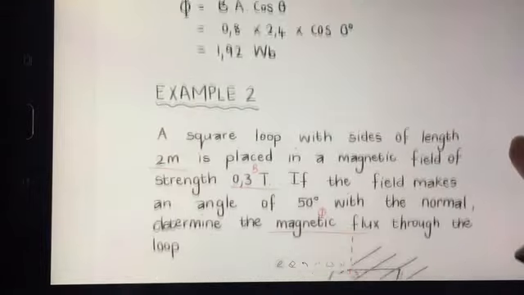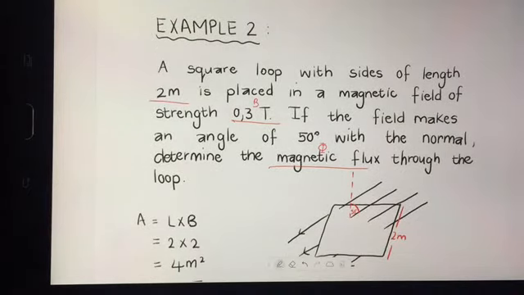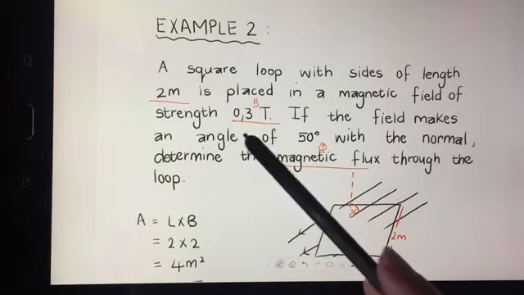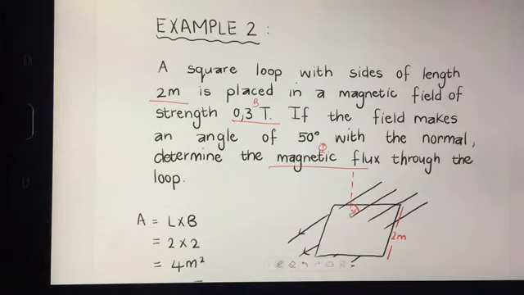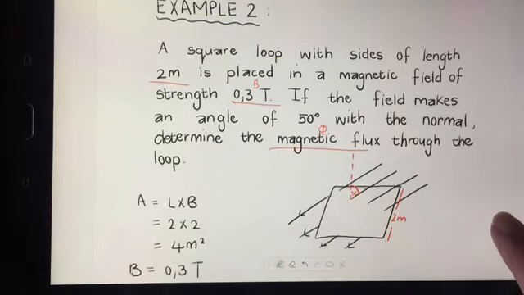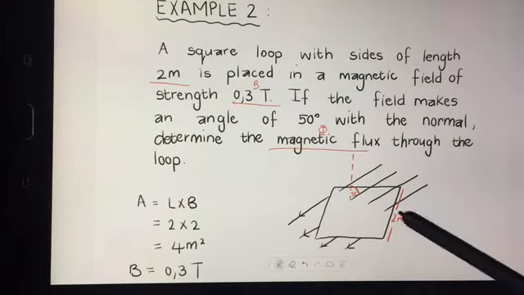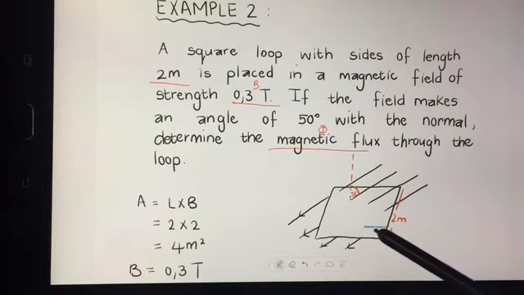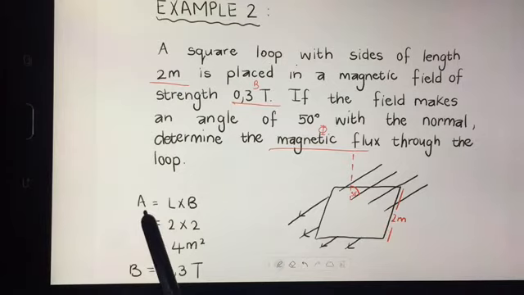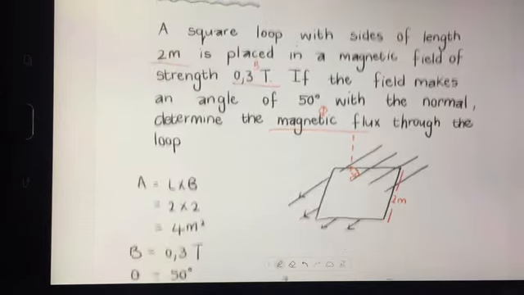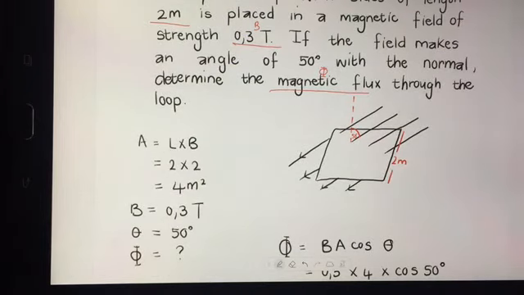Then the second example, a square loop with sides of length 2 meters is placed in a magnetic field. So what have they done here? They haven't given us the area. They have given us the side, but they do say that it's a square. So I have to go calculate the area, which is going to be length times breadth, which is 2 times 2, and I get 4 meters squared as my area. Placed in a magnetic field of strength 0,3 Tesla. So I have got B as 0,3 Tesla.